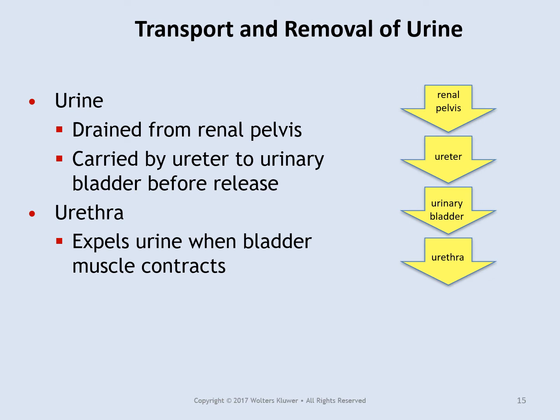So let's follow this down. Once the urine has been formed, it's drained out of the renal pelvis and out to the bladder and then released. So into the renal pelvis, down the ureter, into the urinary bladder, and out the urethra. And there is a smooth muscle contraction that expels urine.